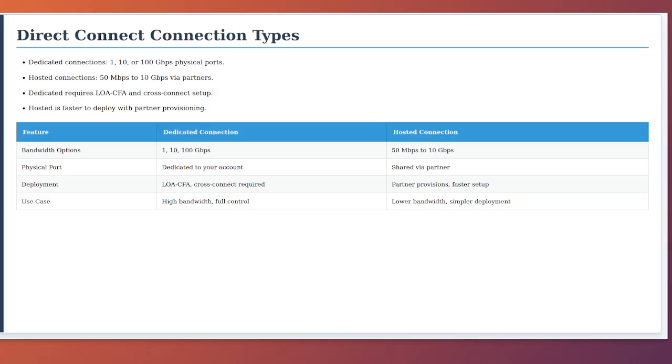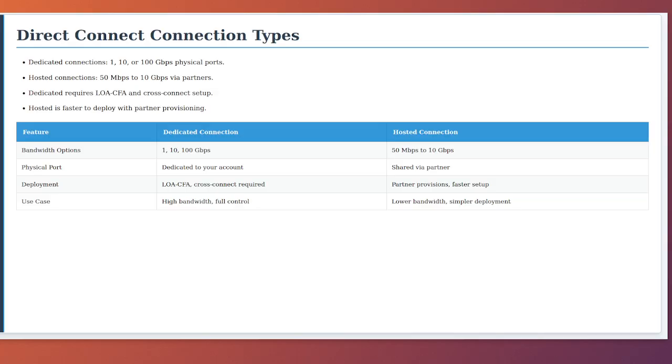Hosted connections, on the other hand, are provided by AWS Direct Connect partners. These partners maintain the physical connection to AWS and can provision portions of that bandwidth to multiple customers. Hosted connections are available in a wider range of bandwidth options, from as low as 50 megabits per second up to 10 gigabits per second.